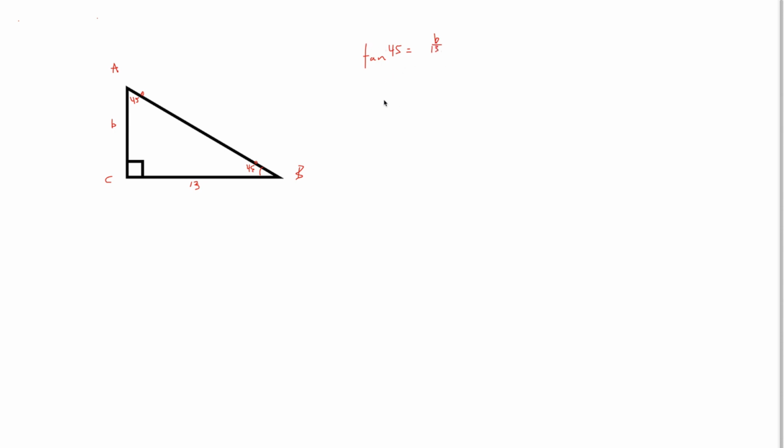and you then cross multiply, so you would get 13 tangent 45 equals b. And you punch that into your calculator, and you get approximately 13. Or not approximately, exact, actually. So you get b equals 13. And that's how you solve for the unknown side using tangent.